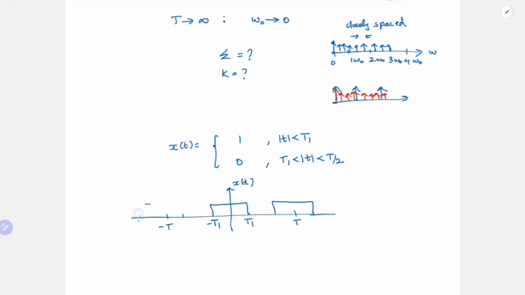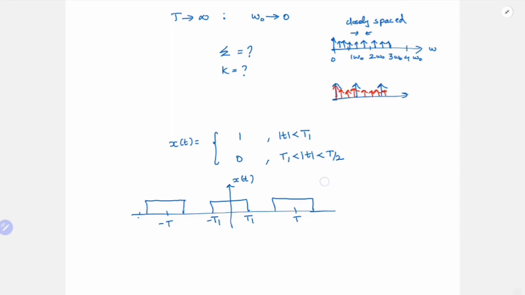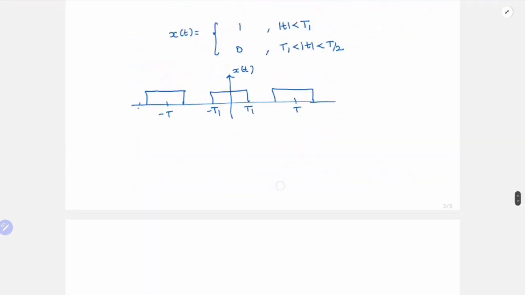So this is the graphical representation, and we already saw the Fourier series coefficient for this. We found out this one. It's nothing but sine of k omega naught t1 by pi k. We found it from this expression, right? 1 by T integral over T of x of t e power minus jk omega naught t dt. So using this, we found out this.